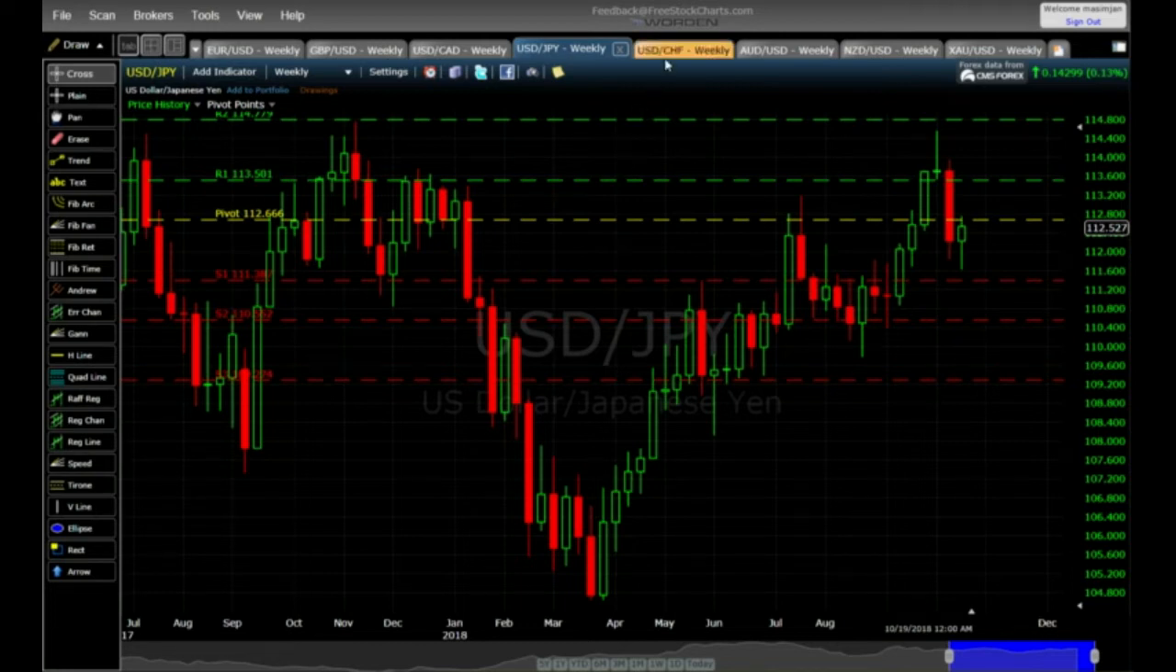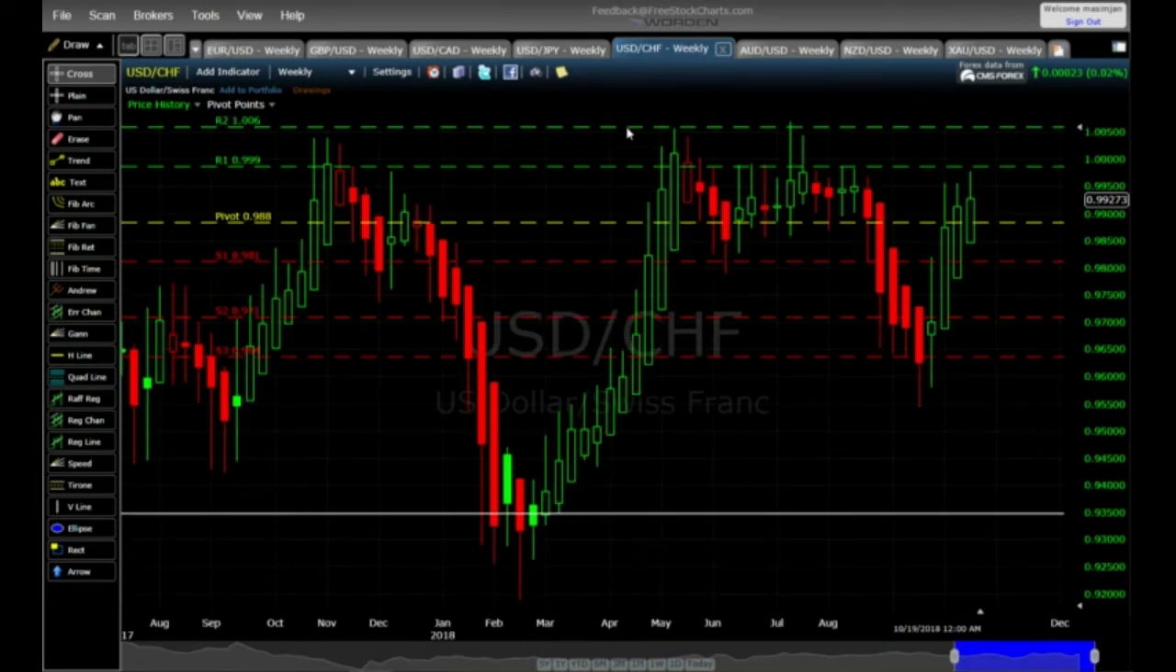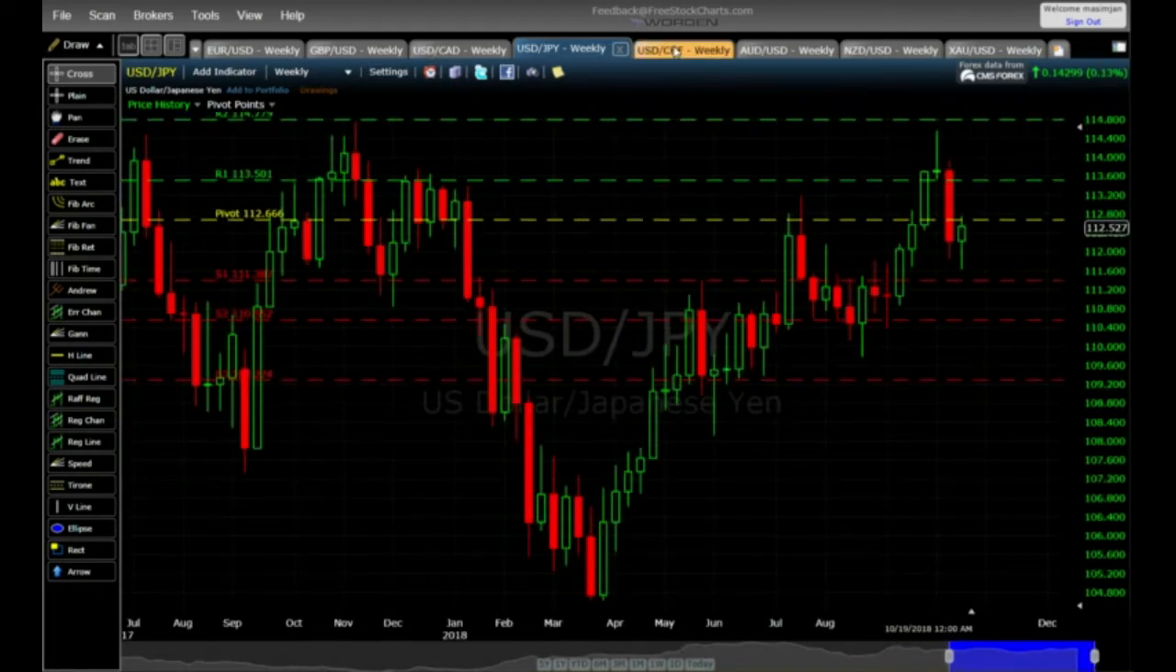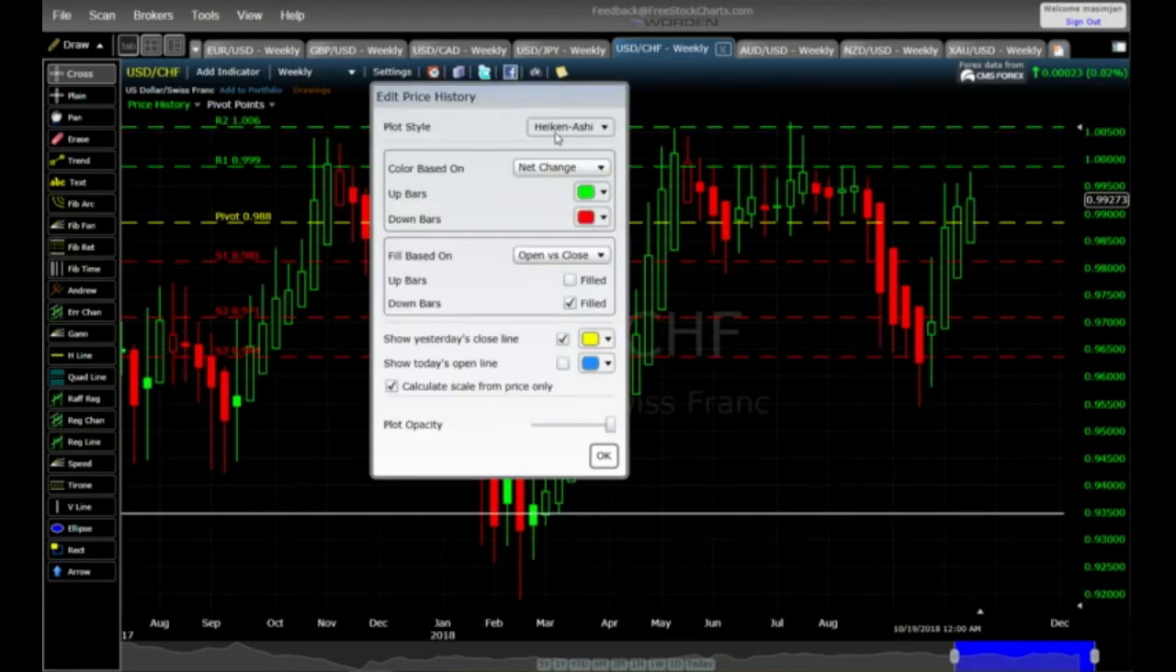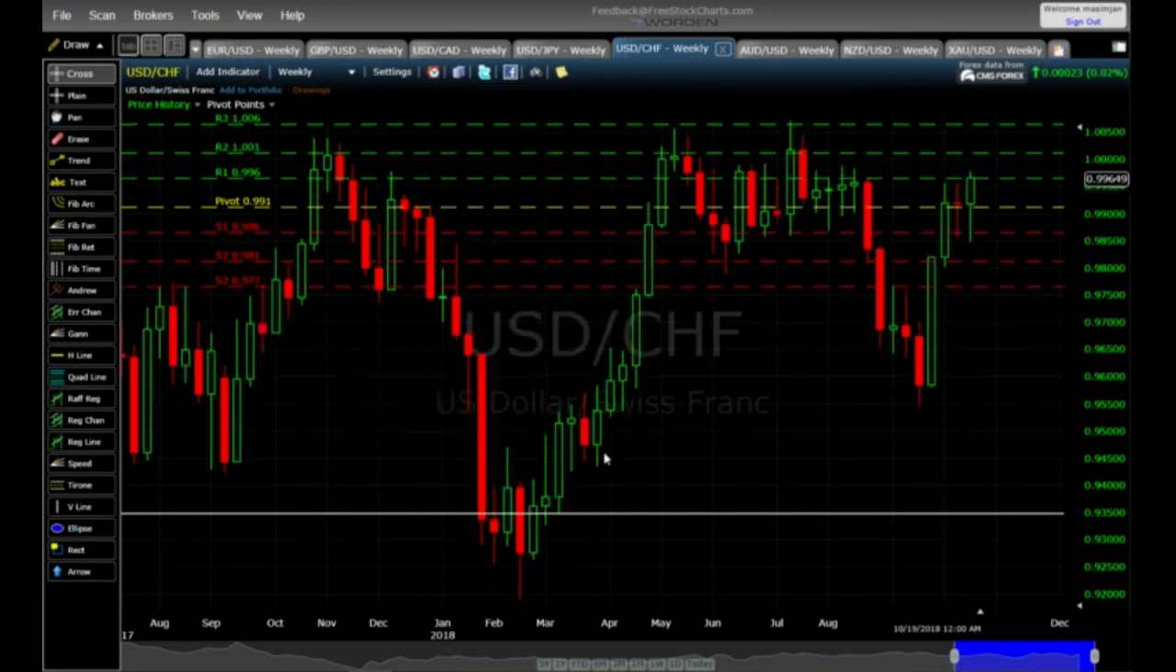Moving on to US dollar Swiss franc, CHF. Just a second, let me check my plot style. We are on Heikin Ashi. All right, currently we are trading at the pivot, which is 0.991, and it is trading at 0.99649.